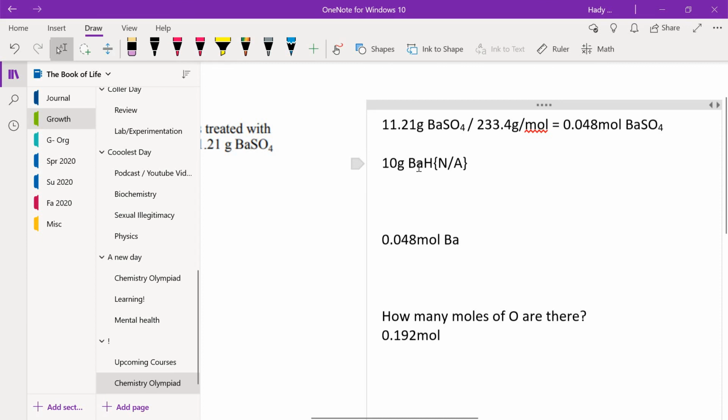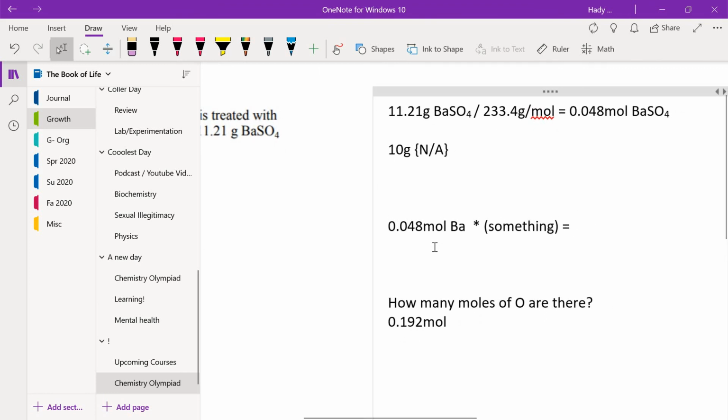So if this is 1 gram, you need 10, so you'll have 10 of these. But if this is 5 grams, then you only have 2 of these. So you're trying to get, which one will get you 0.048 moles of barium? So 0.048 moles of barium times what will get you 10 grams?